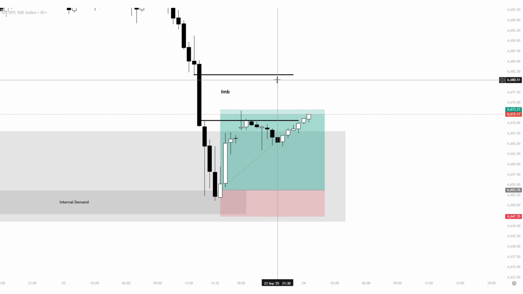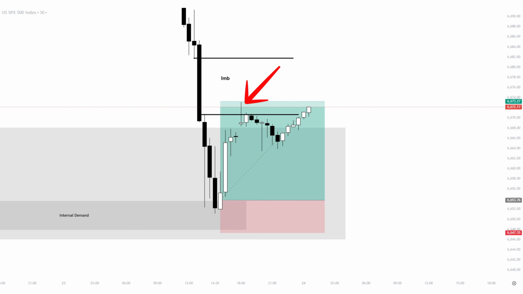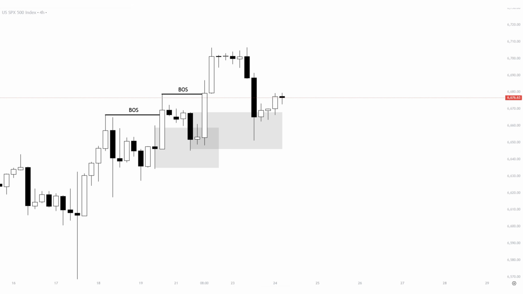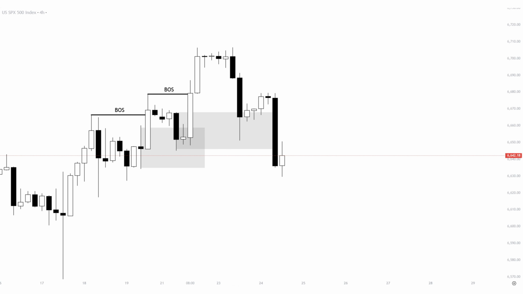But here, because this imbalance filled and had a small rejection to the downside, but currently the market's still pushing higher, we can place the take profit right above the past high. So now that you should understand the logic behind, we will look for a forward test. So coming back into the 4-hour chart, what comes after is a break to the downside.